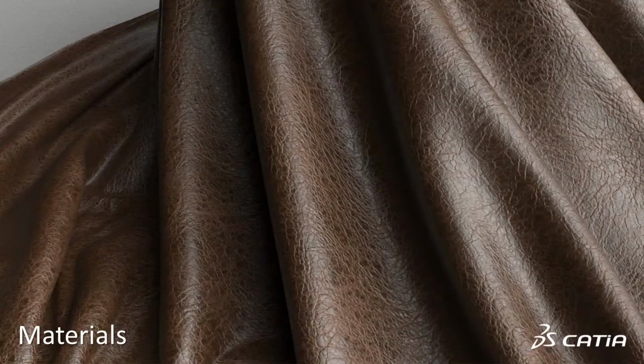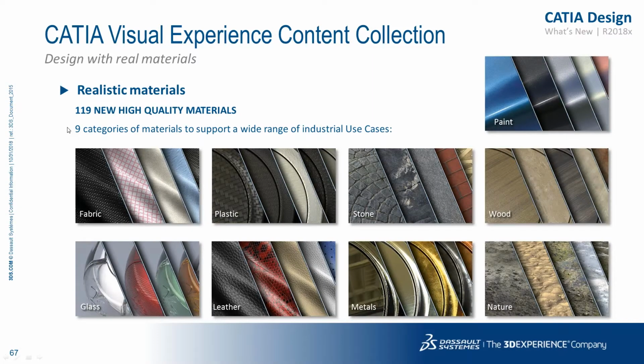So to enjoy high quality visualization, you need those proper materials. And by the way, what you see here is a material in the content collection inside of CATIA. And not just leather, we have 119 materials in 9 categories, as you can see here, such as fabrics, plastic, stone, paint, wood, glass, leather, metals, and nature.